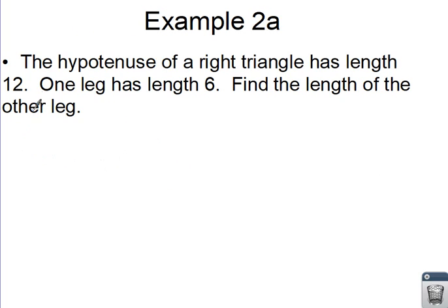Alright, the hypotenuse has a length of 12, that's your C. One leg has a length of 6, we'll call that A. Find the length of the other leg, so A squared plus B squared equals C squared. And we start doing some math, so we take 12 squared is 144 minus 6 squared is 36. We get 108.